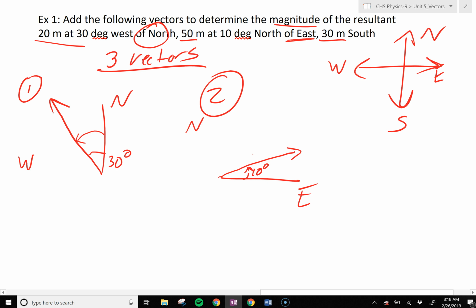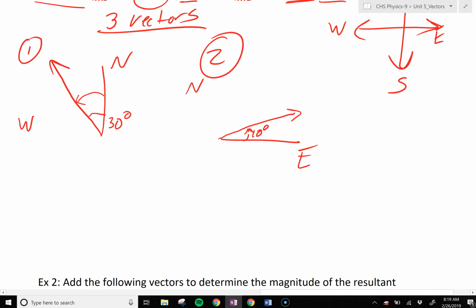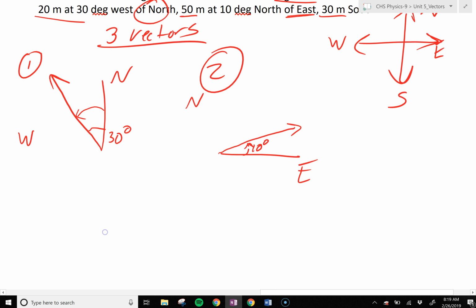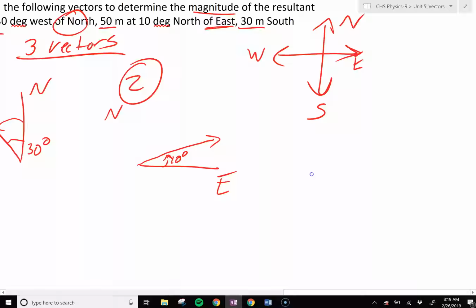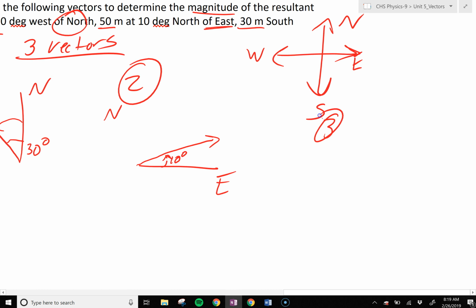Okay, and then the third angle, let's go over here maybe, is just 30 meters south. South is that way, we don't have to go in any other direction, and it's 30 meters.